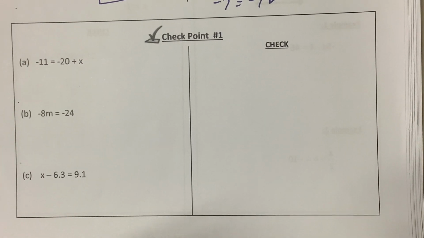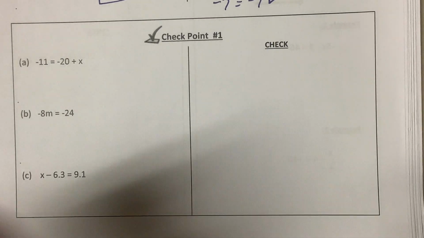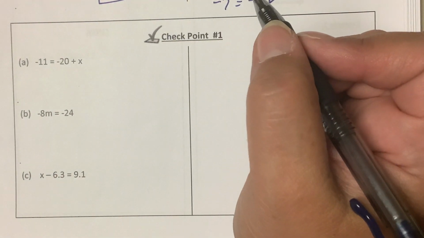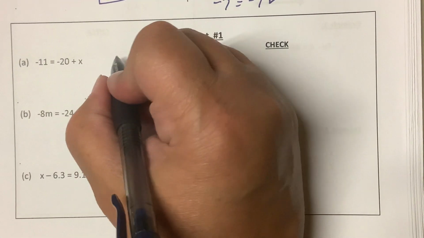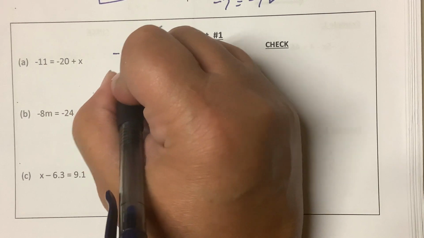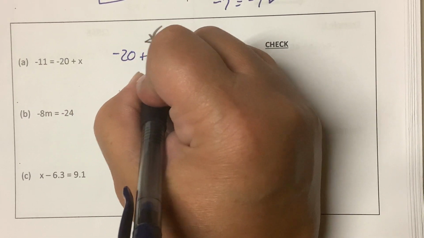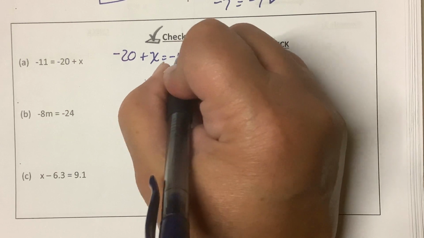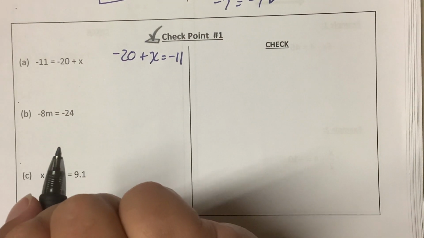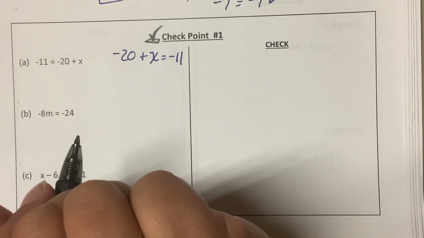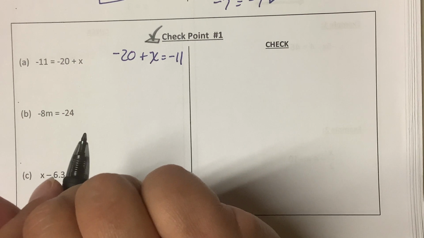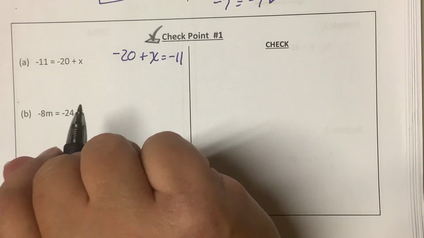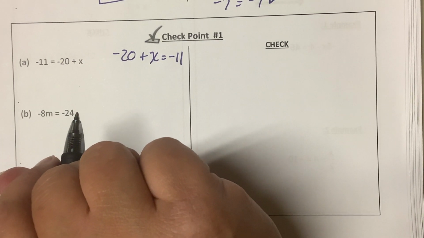I really hope you checked your work. So let's go back and do the problems. Remember, I'm going to rewrite them to make them easier for me, putting the x on the left. So -20 plus x equals -11. If all you do is write down answers, all you're going to get is 0 for credit. You have to show your work. We're not answering the problems. We're learning how to do algebra.